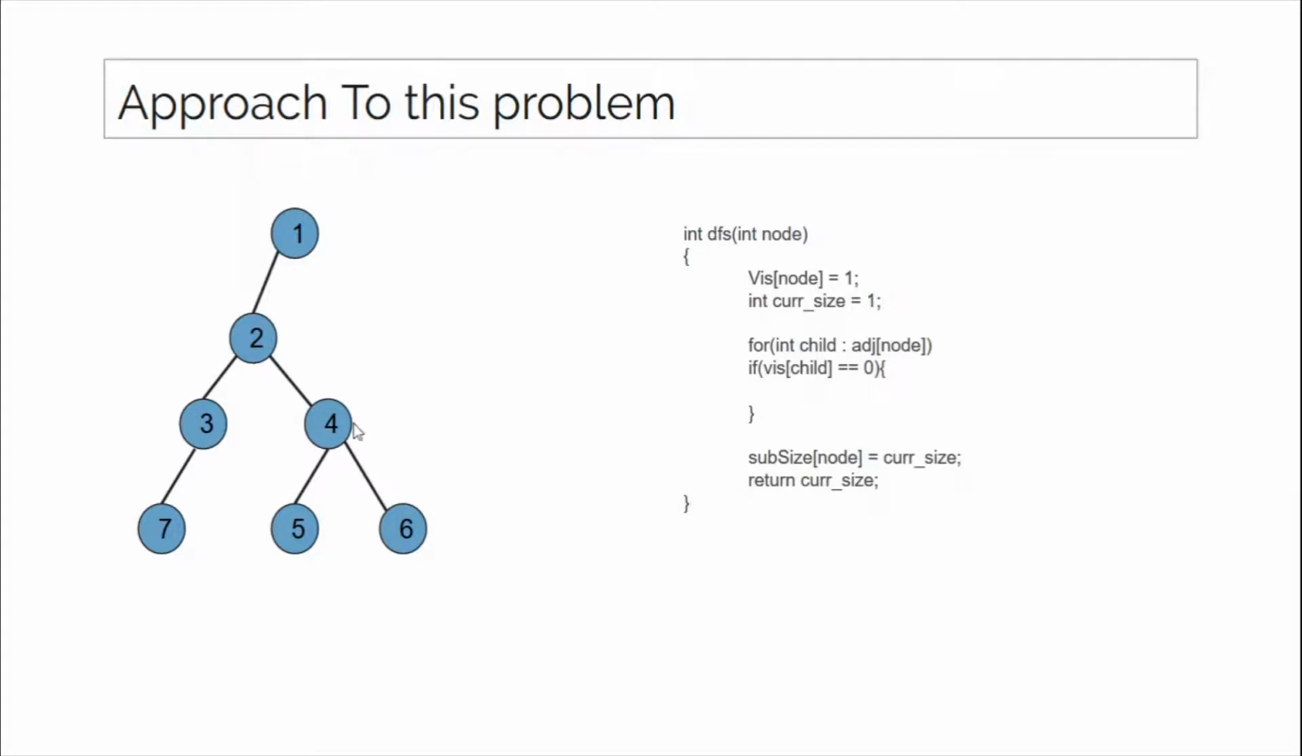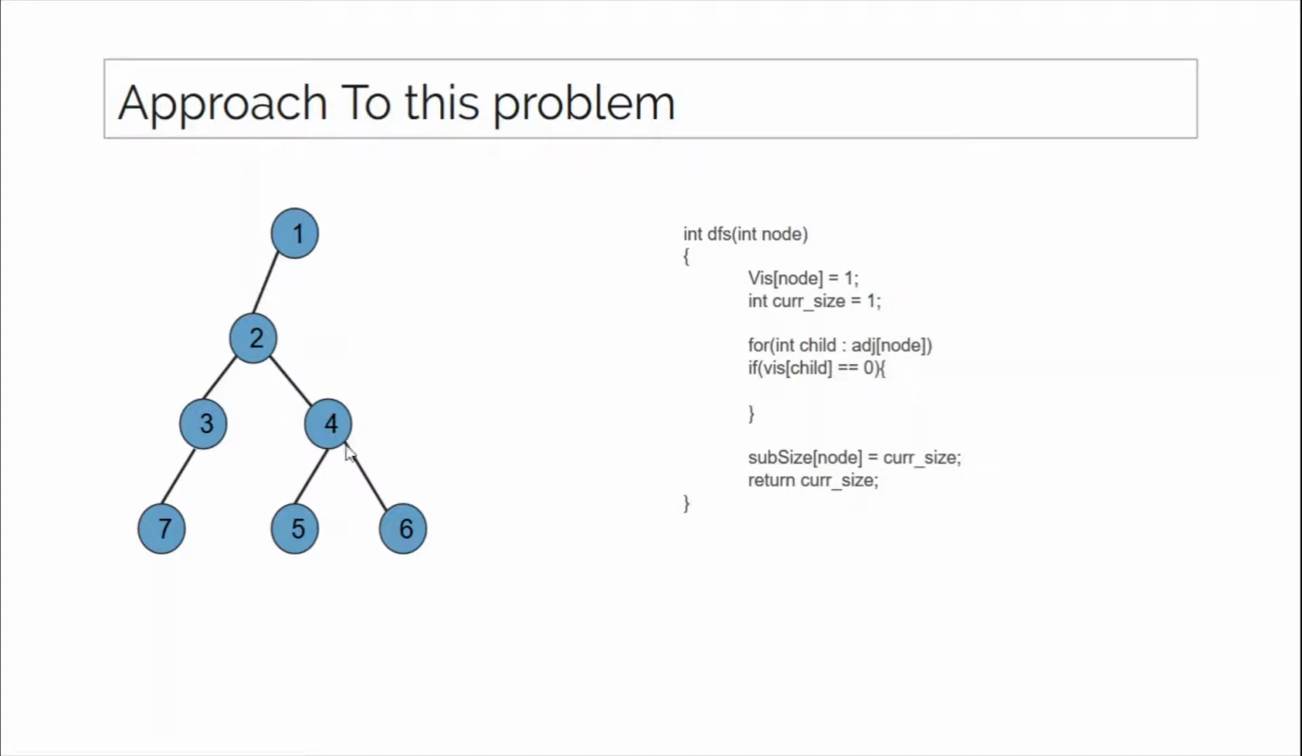Same goes for node 4. When we would traverse the adjacency list of node 4, we would encounter 2, but 2 would be visited because it is its parent or ancestor. Now 5 and 6 would be unvisited because those are children of the current node, that is node 4.